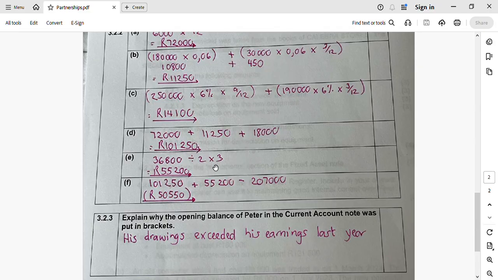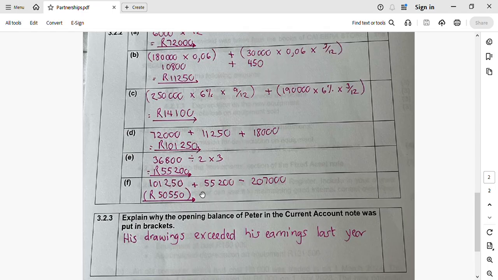When you come to this last one, when I was preparing for this video, I realized that I had made an error, but I can't change it now because this is done in handwriting. I didn't have time to type everything out.